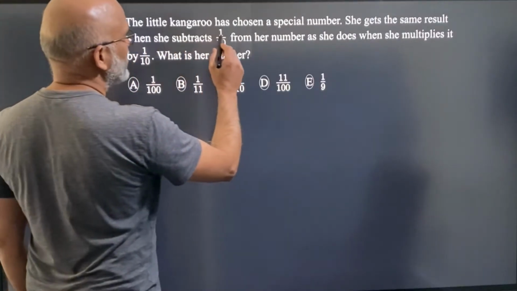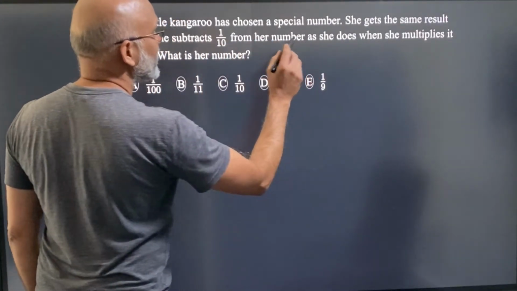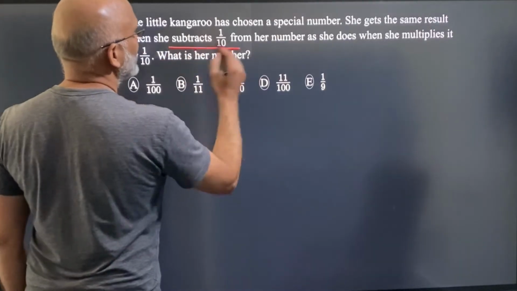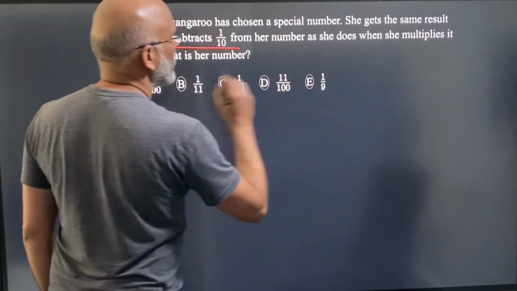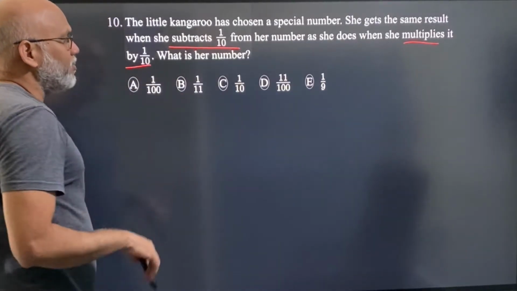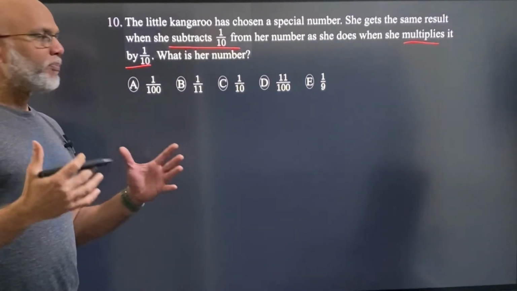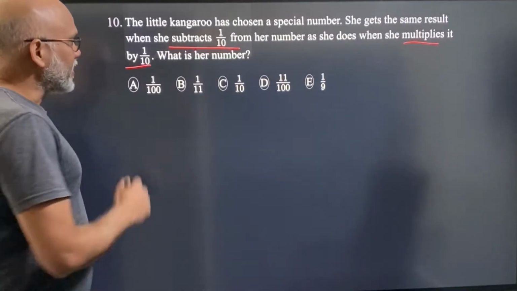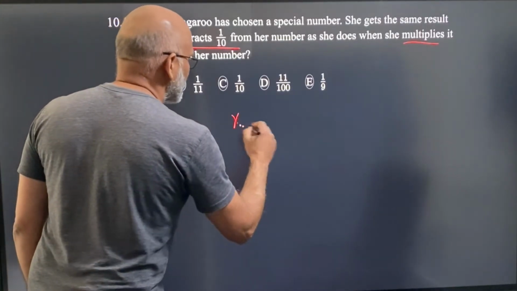The little kangaroo has chosen a special number. She gets the same result when she subtracts 1/10 from her number as she does when she multiplies by 1/10. What is her number? Alright, so this is another problem perfect for algebra. So let's try that. Let me assume the number is x.